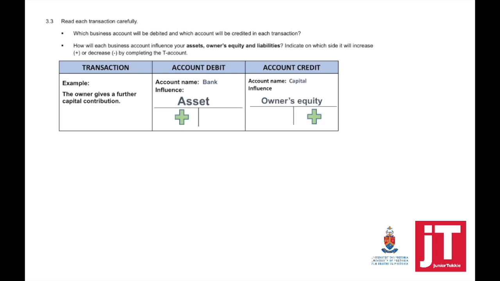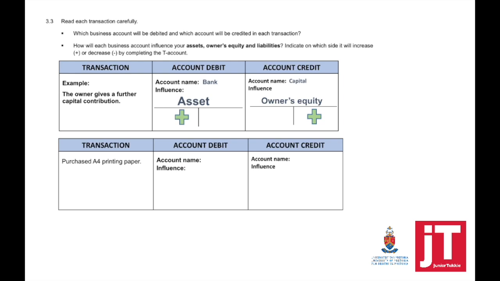And now we can indicate the influence. Bank is regarded as an asset, which will increase on the debit side, and owner's equity. Capital is a direct owner's equity account, and that will be plus on the credit side. So this is how you need to practice this. T accounts are a tool that we can use in knowing exactly whether we should debit or credit.